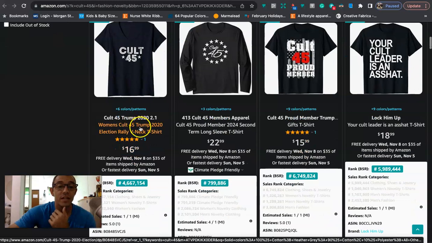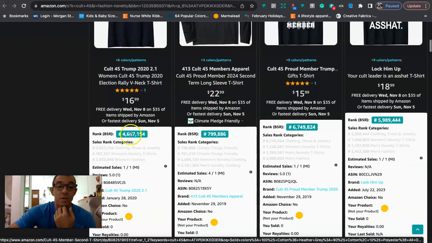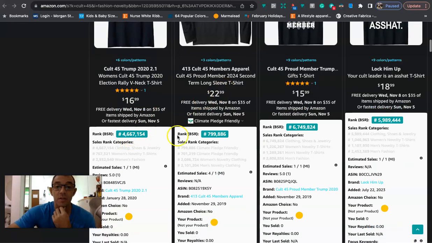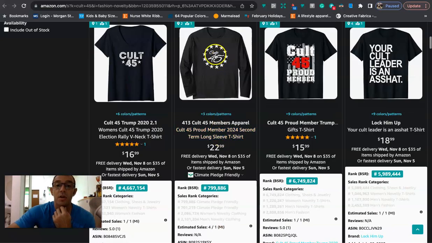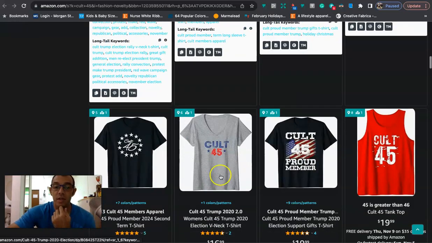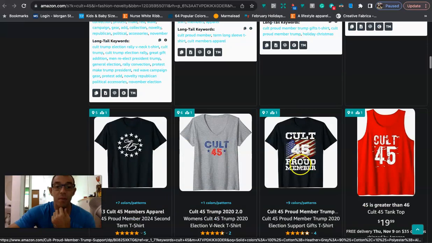We can see these are using the word Trump in the title, but again, I would just avoid that. I would just do Cult 45 and just leave it at that. All right, and see if you can get some sales. These ones are selling right here. Not the best BSRs. Well, this one's pretty good. Cult 45 is in the Climate Pledge friendly category. Let's see if we can see some other ones. Again, we're seeing this Cult 45 proud member. This one again with the stars.